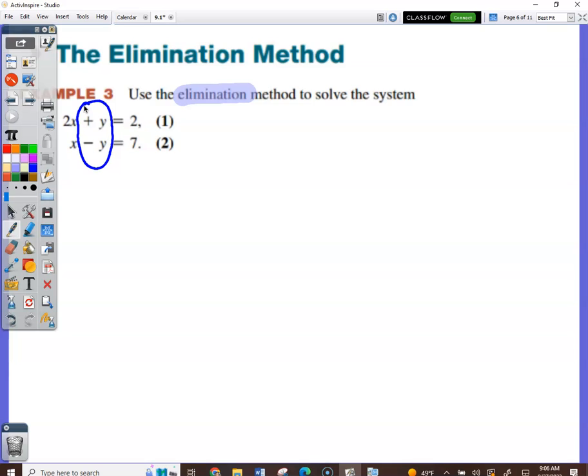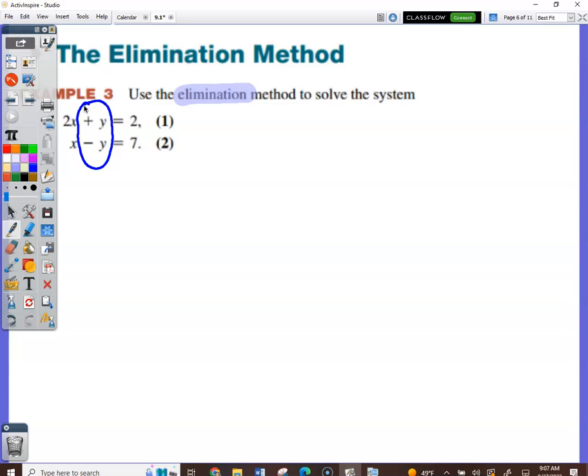Which means the y's would disappear and the x's would be left in the equation, and you could solve for x. And then once you know x, then you can solve for y, and bam, you're done. I love this method because it's short and sweet. I will say it pushes you to learn how to manipulate equations.